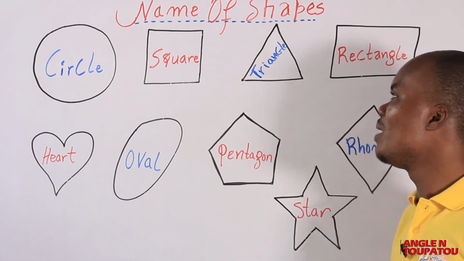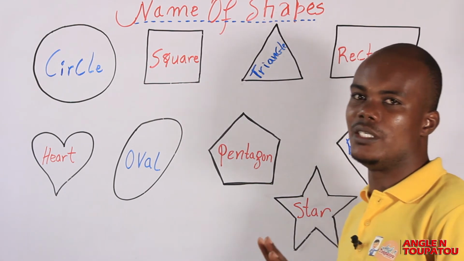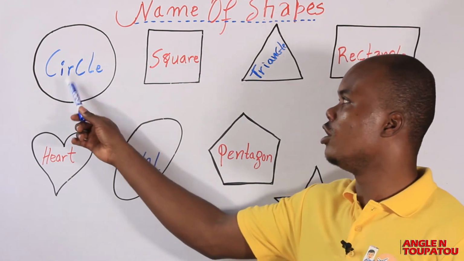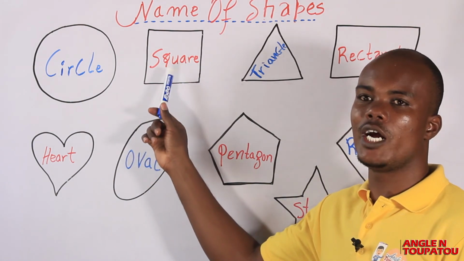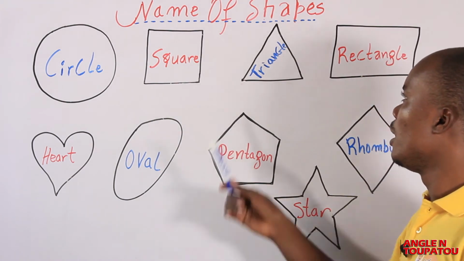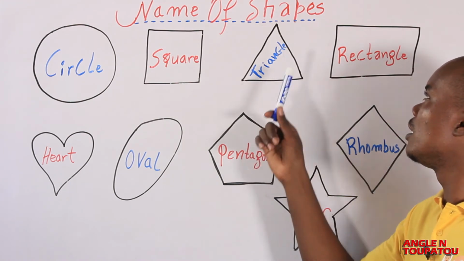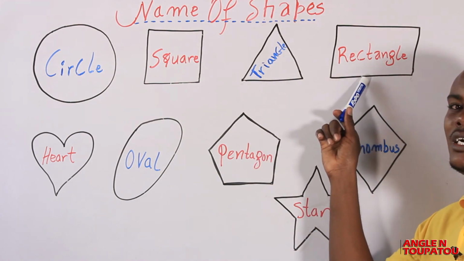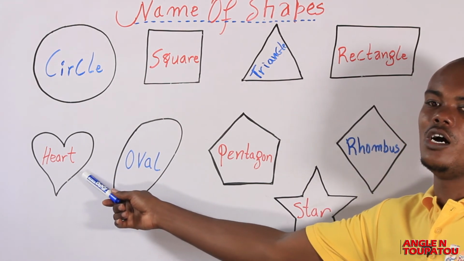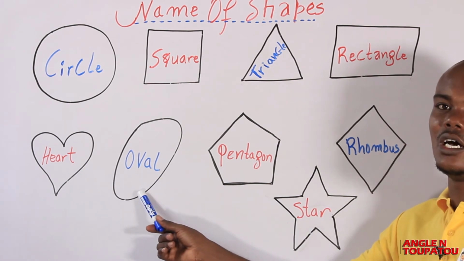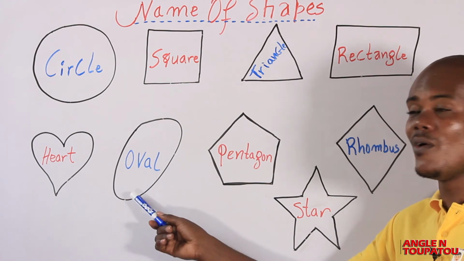Congratulations. Bravo, bravo. Let's repeat. Repeat after me, please. It's a circle. It's a square. It's a triangle. It's a rectangle. It's a heart. It's an oval. Yes. It's an oval.